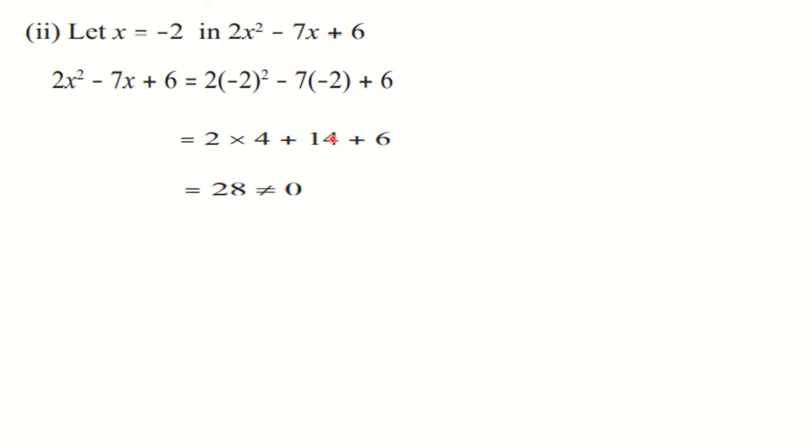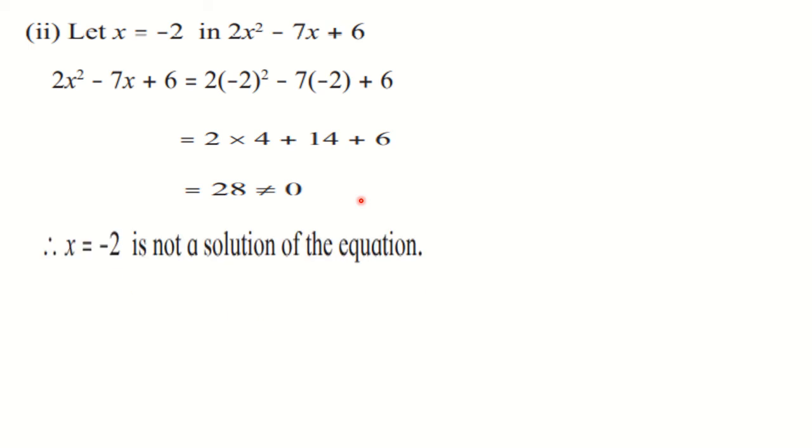8 plus 14, that is 22. 22 plus 6 is 28. Now this 28 is not equal to 0. It is not equal to the right hand side. So what we can say is that x is equal to minus 2 is not a solution of the equation. Okay, so always keep in mind that whenever they ask you to determine whether, or check whether, or verify whether, you have to always solve only and only LHS and compare it with RHS. If they are equal, then and only then can we say that the given value of the variable is the solution of the equation. Okay.